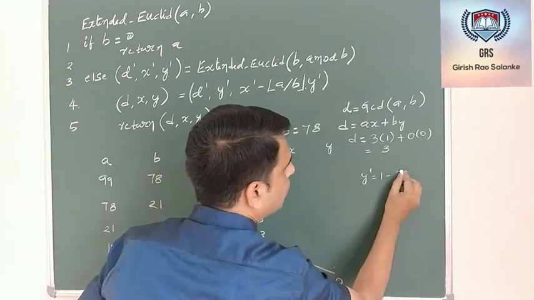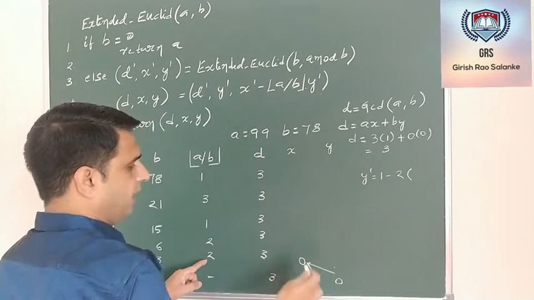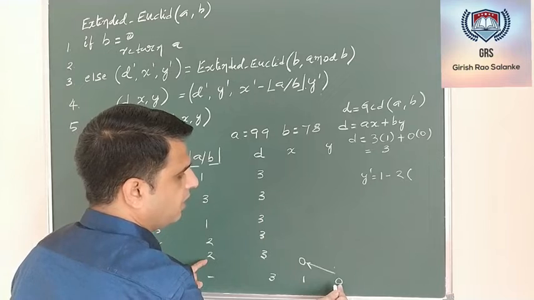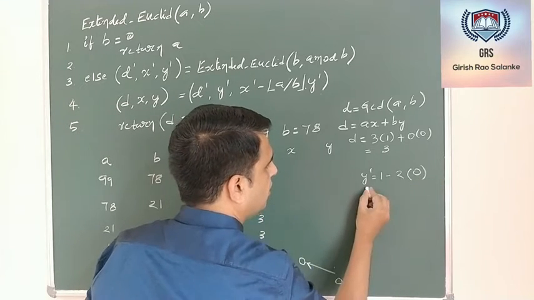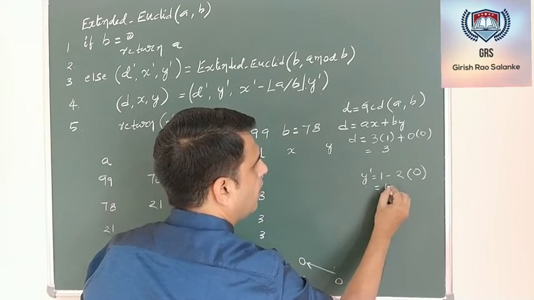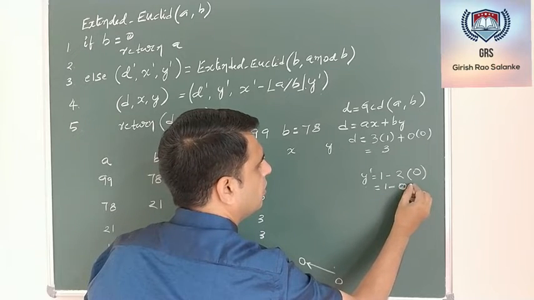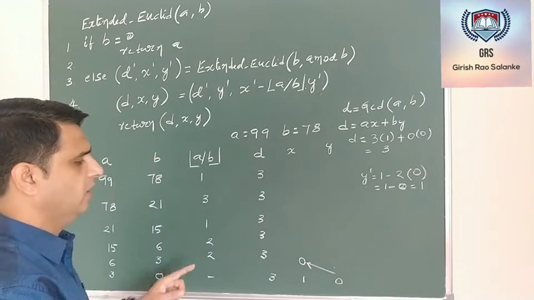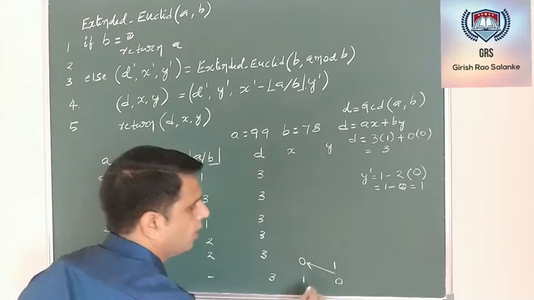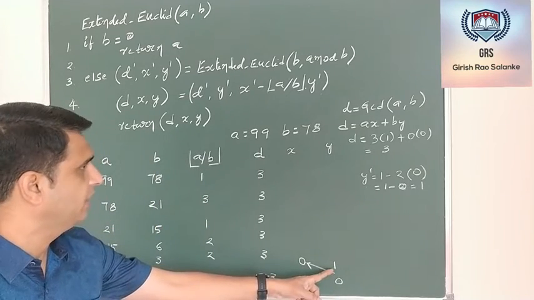It is 2 into y dash. Now what is the value of y dash? Y dash value is 0. So this is 1 minus 2 into 0, which is 0. So this is 1. This value will be 1. Now apply this, you should get the same result.